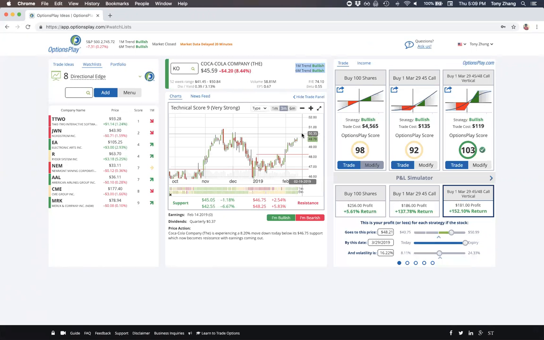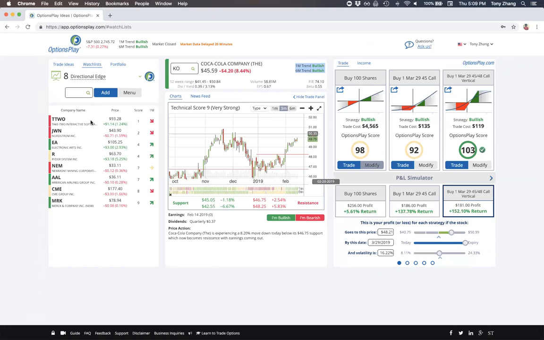However, if you do take that risk, I highly recommend that you use strategies like spreads or calls that allow you to have limited risk, so that when things don't go in your favor, you limit the amount of money that you will risk on that particular trade.